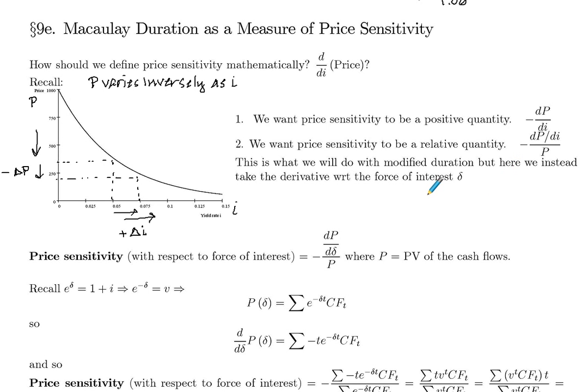In fact, this is what we will do when we figure modified duration. We'll figure the negative of the derivative of price with respect to i, over price. But here we're going to do our derivative with respect to force of interest first. So we define price sensitivity with respect to force of interest to be the negative of a relative change: dP/d delta, the rate of change of price with respect to delta, divided by price. And here price is just the present value of all the cash flows. Like if you're pricing a bond, the price is the present value of the cash flows.